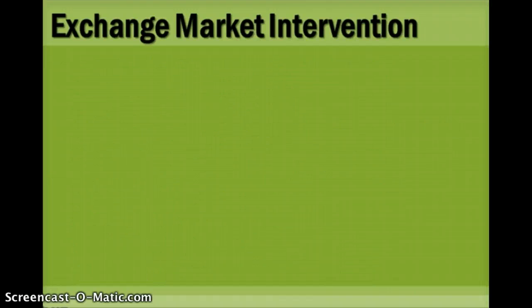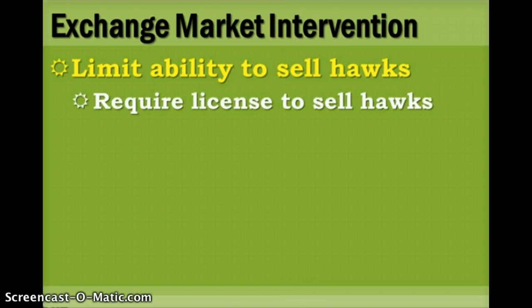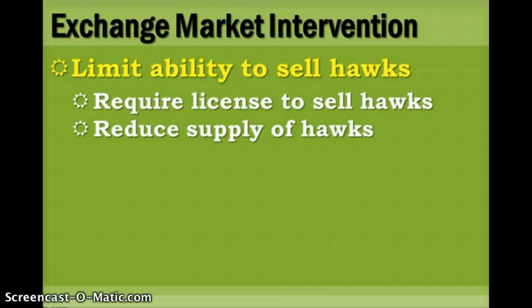A third option that Maditopia could pursue would be to limit the ability of people to sell hawks in the foreign exchange market. So if you limit the ability to sell hawks by requiring a license, for example, to be able to sell them, then there is less supply of hawks. It's reduced. And so supply would begin to shift to the left because there's just not as many hawks in the foreign exchange market, because there just aren't that many people that have licenses, because the government has determined how many licenses it's going to send.